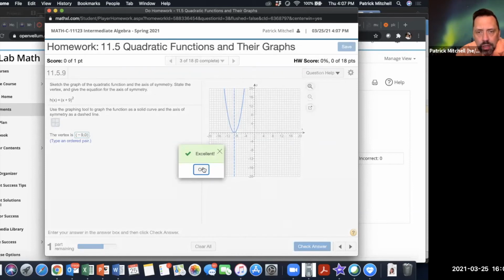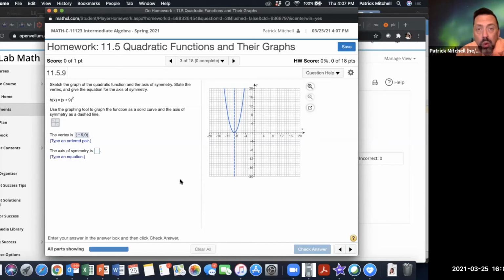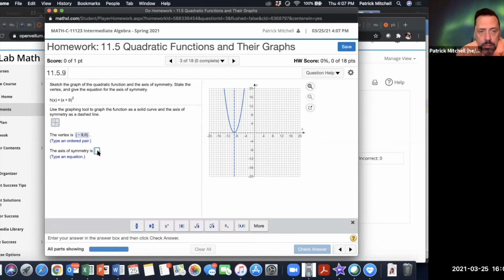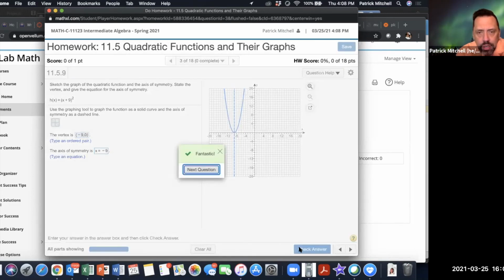That looks good. And then finally, it wants to know the equation of the axis of symmetry. Be sure to include the x equals. And that should do it. All right. So let's see what we have next.